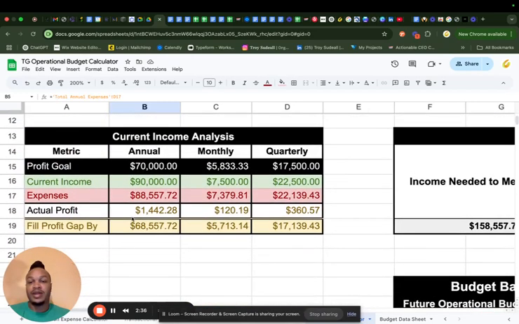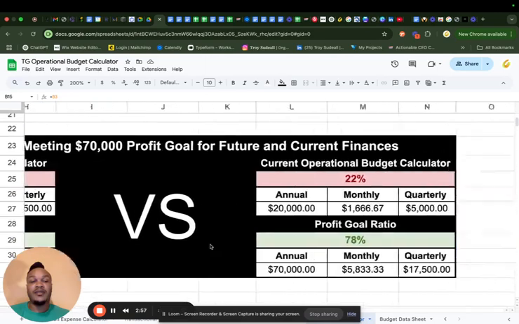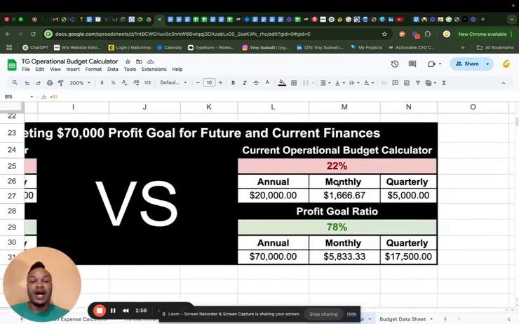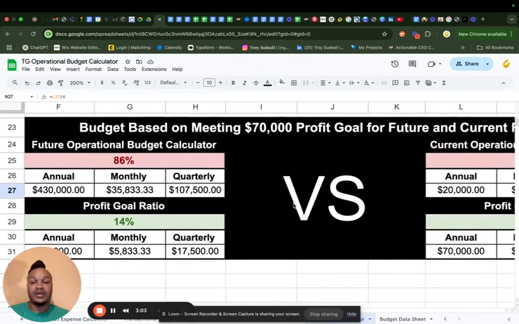Let's scroll down. Let's say I'm currently making $90,000, right? And remember, my expenses are $88,557.72. This is letting me know currently I need to raise my income by $68,557.72 to see this profit. This table below tells me the operational budget that I need to follow in order. Let's reduce this by size a little bit.